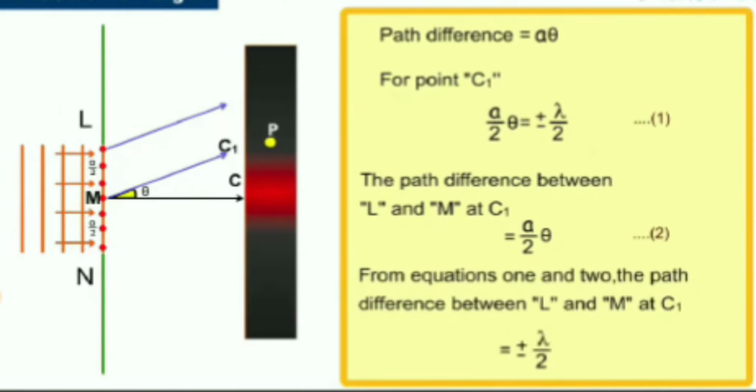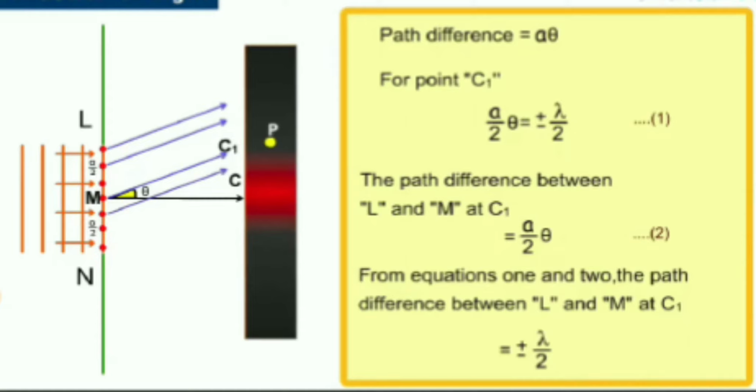From equations 1 and 2, we can conclude that the path difference between L and M at C1 is 1/2 of the wavelength of the incident light. Hence, the waves from L and M are out of phase and interfere destructively at C1. Now, if both the half slits, LM and MN, are considered, for every wave passing through LM, there is a corresponding wave passing through MN, originating at a point A by 2 below the first one, such that the two waves are out of phase at C1.